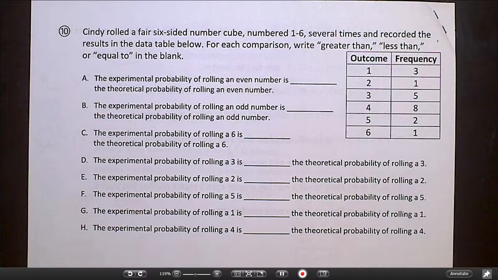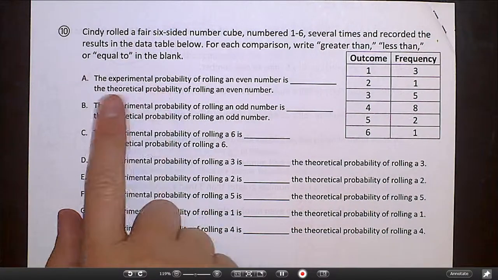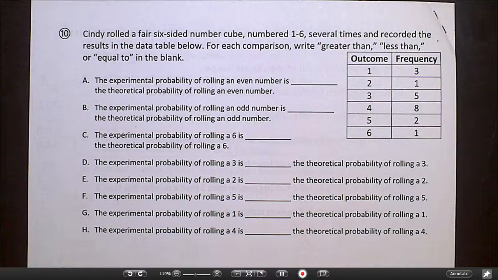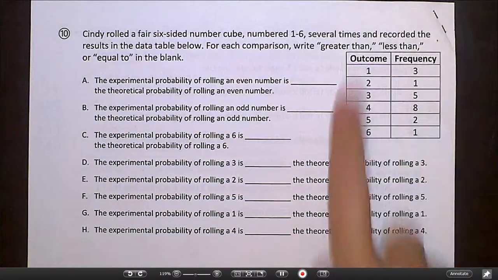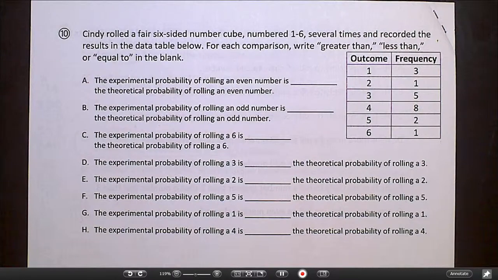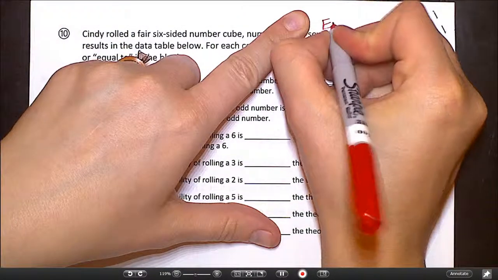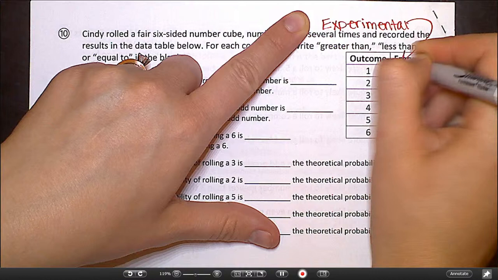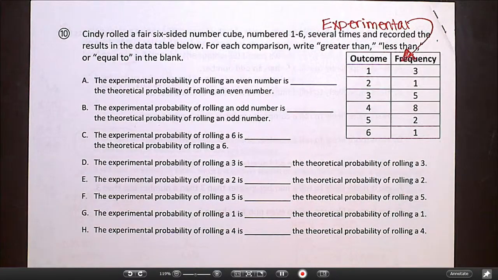Number 10. Cindy rolled a fair 6-sided number cube, numbered 1 to 6, several times and recorded the results in the table below. For each comparison, write greater than, less than, or equal to in the blank. So, I see that each one of these is comparing experimental probability of something to theoretical probability of something. Okay, so let's remember that experimental probability is what actually happens. So this is where we're getting our experimental probability. In fact, I'm going to write that over here. Our experimental comes from right here, this table.